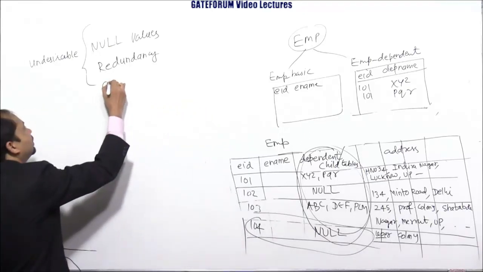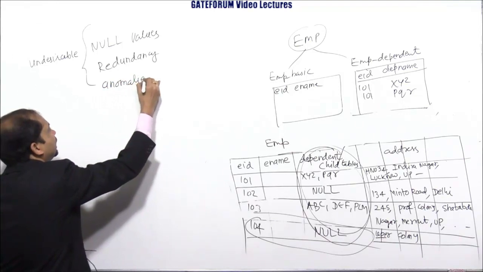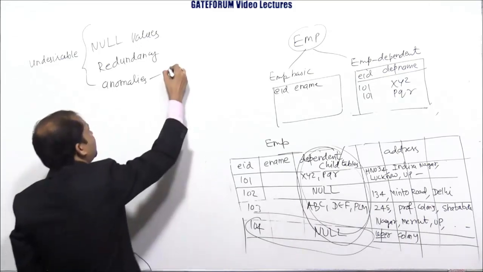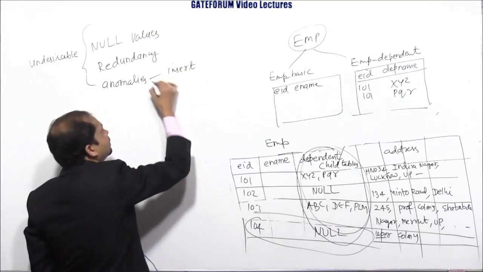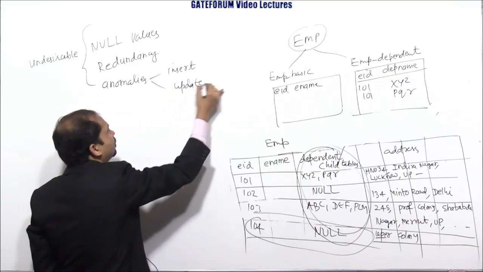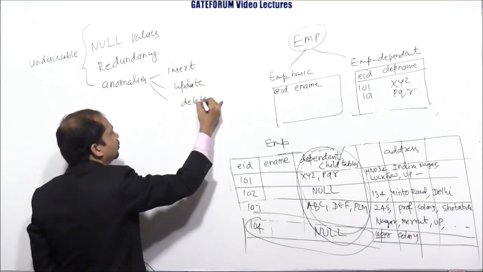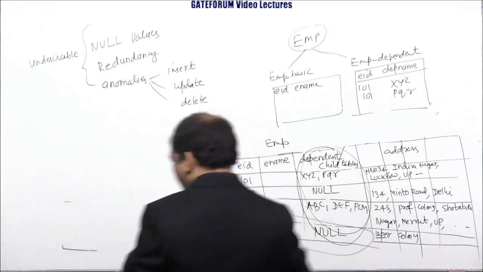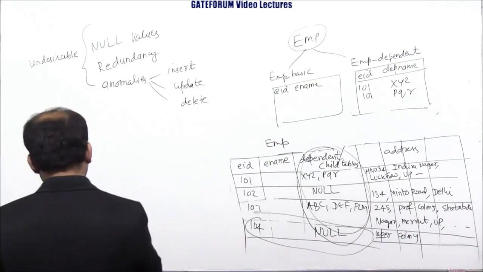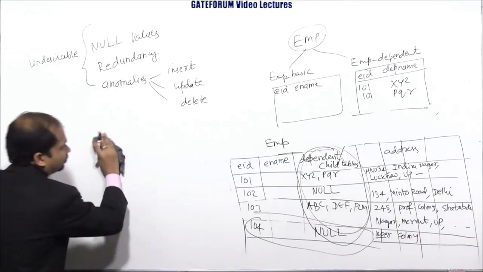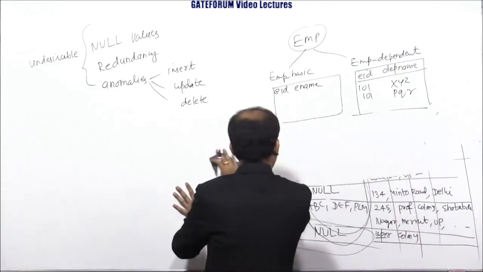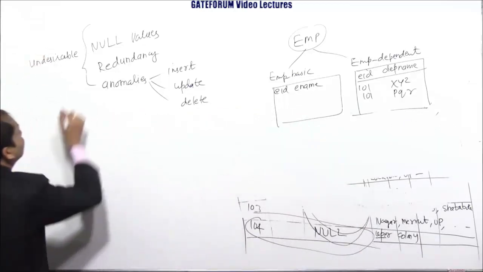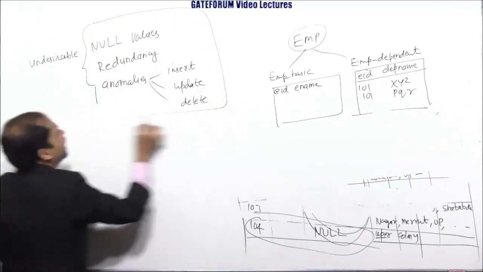And anomalies. There are three types of anomalies. Anomalies mean problems that arise due to some operations. They can arise due to insertion anomalies, update anomalies, or deletion anomalies. Right? Insert, update, or delete anomalies. So we want these undesirable things to be less, and we want to minimize them as much as possible.